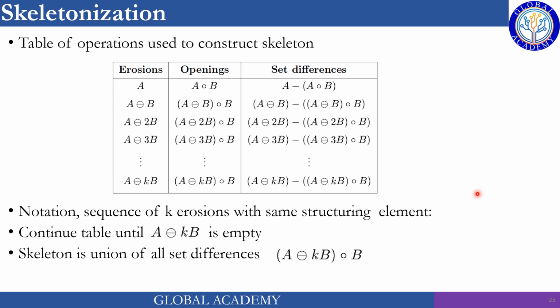So skeletonization, once again we have A opening and then their difference, and similarly A eroded with B, then A eroded with B is its opening with B, and then subtraction. So skeletonization is in fact the union of all the set of differences, I mean these outputs.